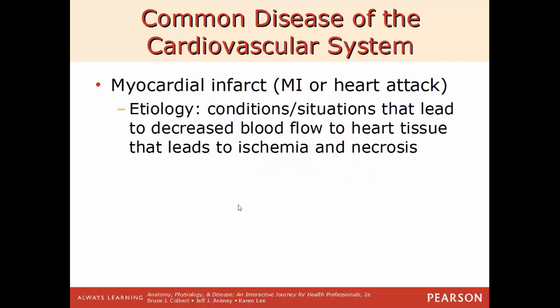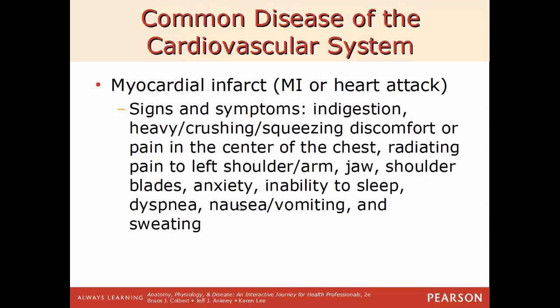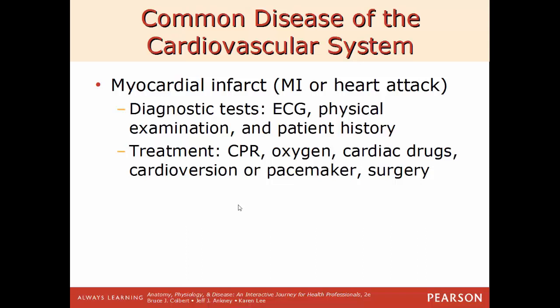Etiology: conditions or situations that may lead to decreased blood flow to heart tissue, which could lead to ischemia or necrosis. Signs and symptoms: indigestion, a heavy or a crushing type of discomfort or pain in the center of the chest, radiating pain in the left shoulder, arm or jaw, or even in the shoulder blades, anxiety, inability to sleep, nausea, vomiting, sweating. Some diagnostic tests: ECG, physical exam, and also a patient history. And for treatments: CPR, oxygen, cardiac drugs, cardioversion or a pacemaker if necessary, other forms of surgery also.